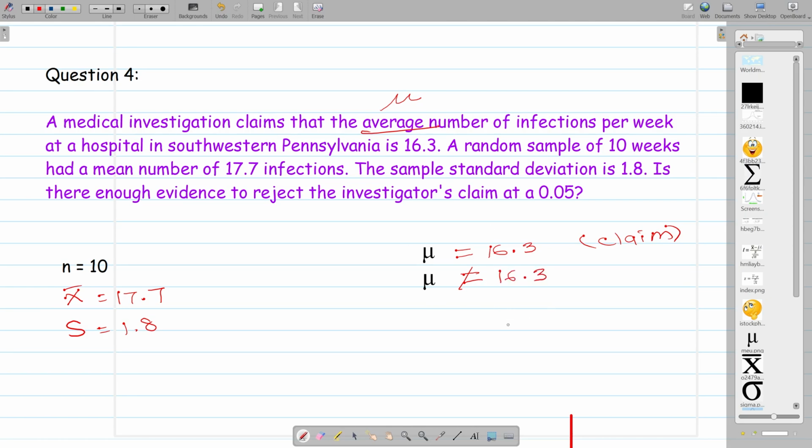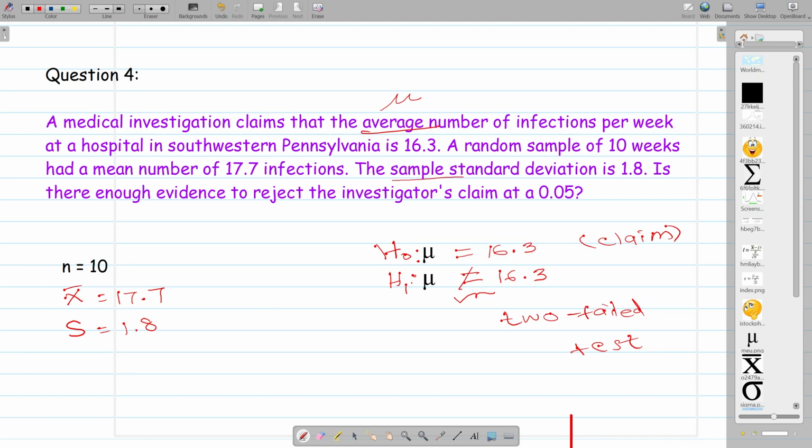Among these two, you should find out which is the null hypothesis and which is the alternative. Because the first statement is the claim and it has the equal mark, that is our null hypothesis. The other one is the alternative hypothesis. According to the symbol in the alternative hypothesis, because it is a not equal sign, our test is a two-tailed test.